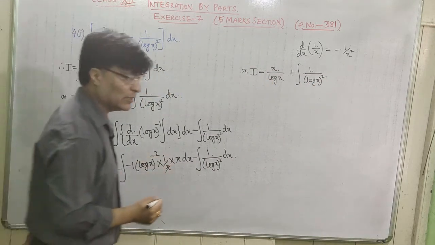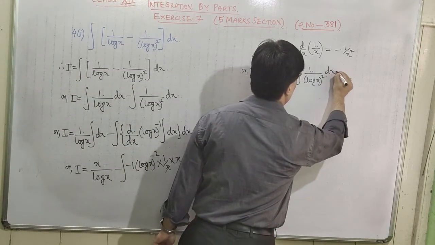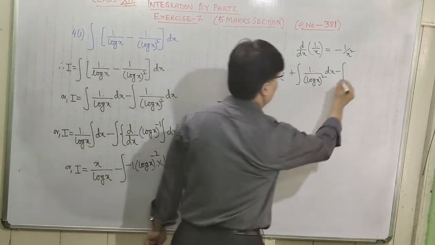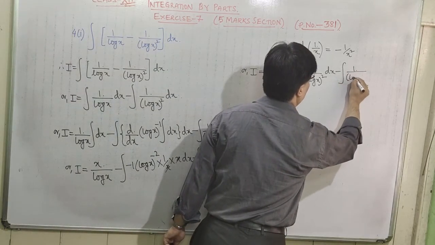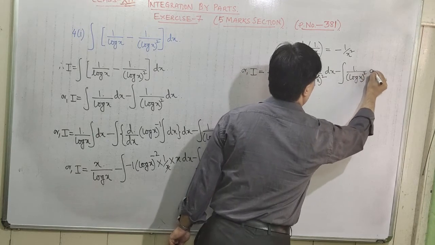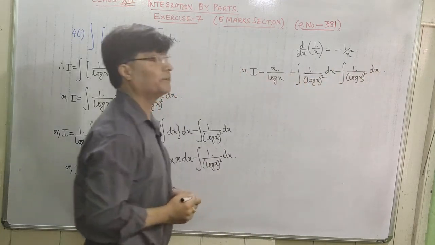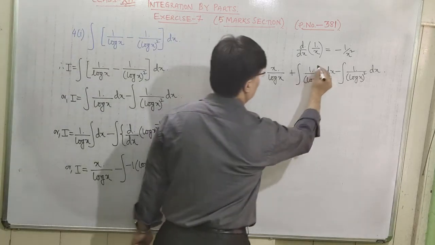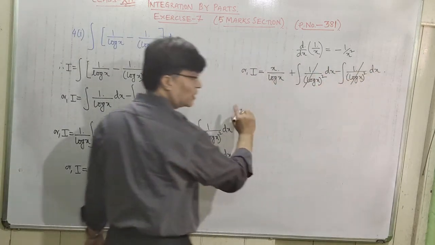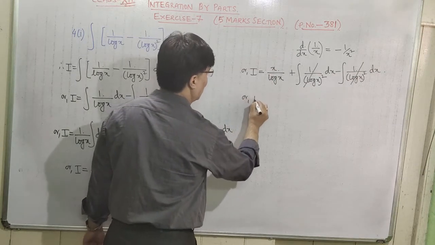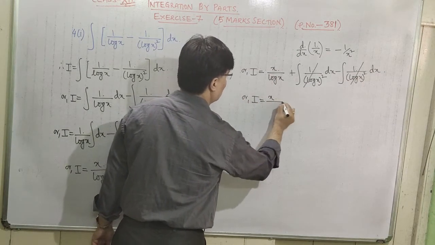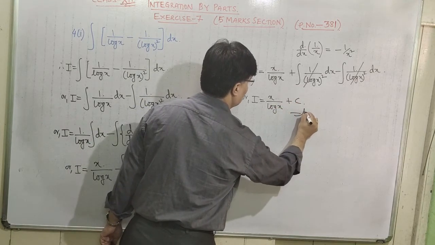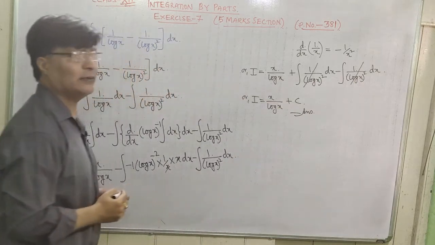Then what do we write? dx. Then we write dx here minus integration of 1 upon log x whole square dx. So I think you have understood it. So you can cancel this second and third term, plus minus, okay? Or I is equal to, what is the final answer now? This is x upon log x plus c. So this is the final answer.